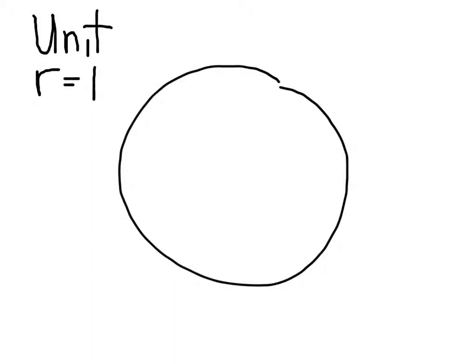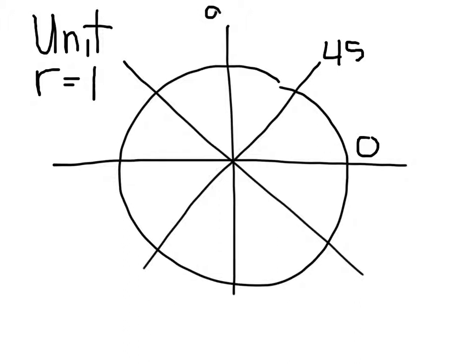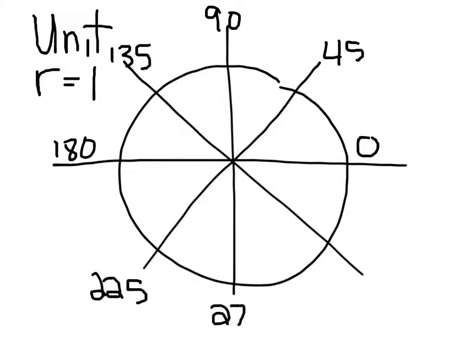If I were to count my way around a unit circle, but this time use increments of 45 degrees, it would look like this. 0 degrees, 45 degrees, 90 degrees, 135 degrees, 180 degrees, 225 degrees, 270 degrees, 315 degrees, 360 degrees.